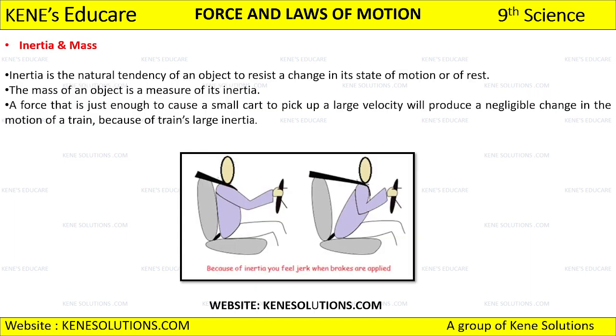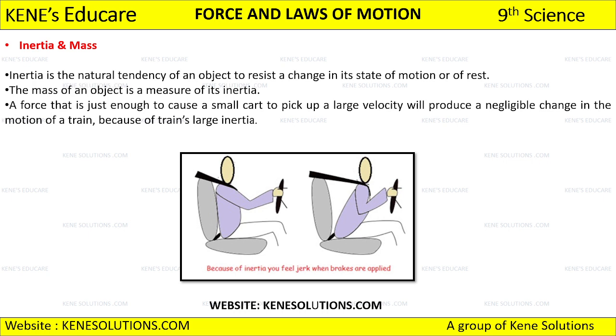After this, now we need to discuss inertia and mass. Though we had discussed it earlier, inertia is the natural tendency of an object to resist a change in its state of motion. What is inertia? It's the natural tendency of an object to resist change in its state of motion or of rest.